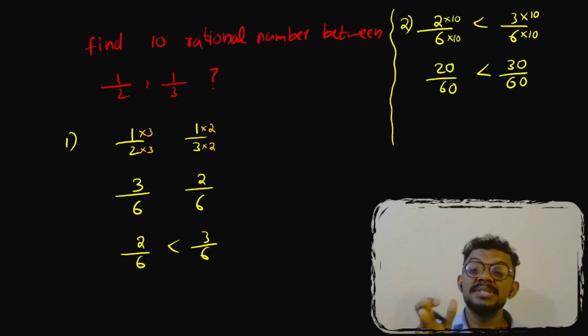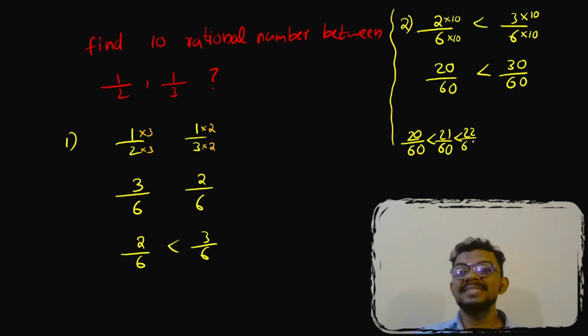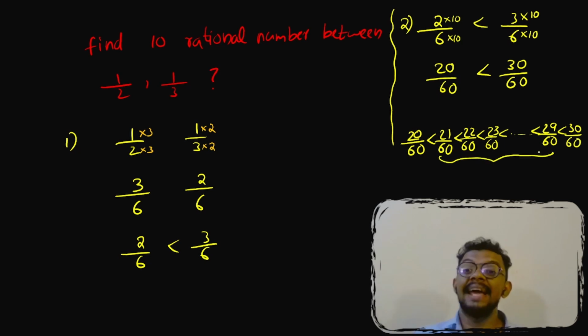Now, how can I find rational numbers between 1 by 2 and 1 by 3? It's the same as 20 by 60 and 30 by 60. Simple. 20 by 60 is less than 21 by 60, less than 22 by 60, less than 23 by 60, and I can do this until 29 by 60, less than 30 by 60. I got 9 rational numbers between 20 by 60 and 30 by 60, that means between 1 by 3 and 1 by 2. This is the fastest strategy, right?